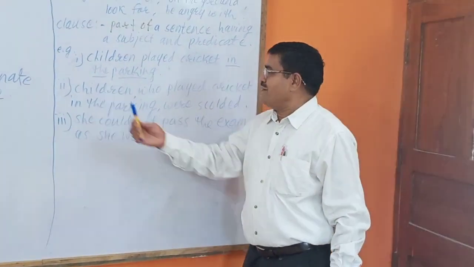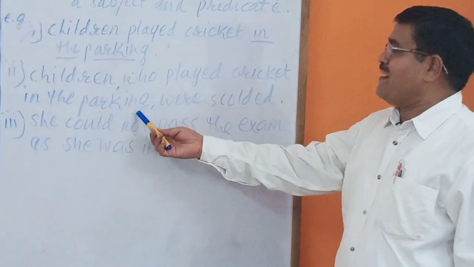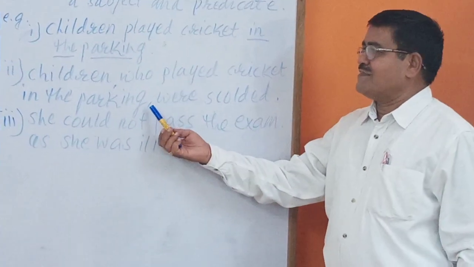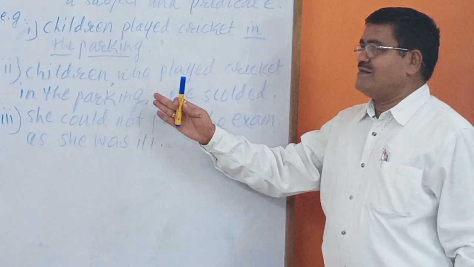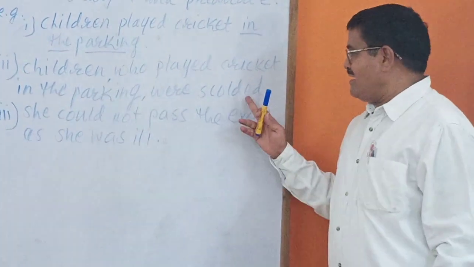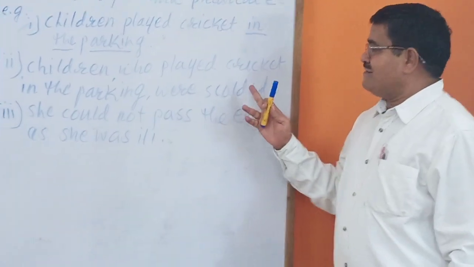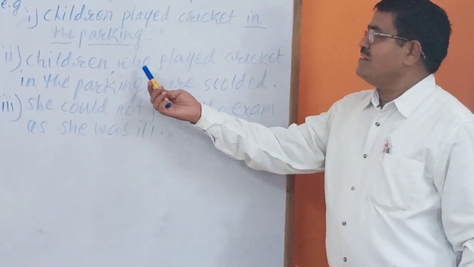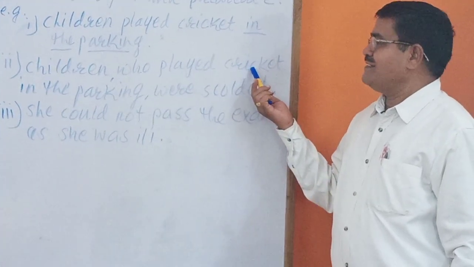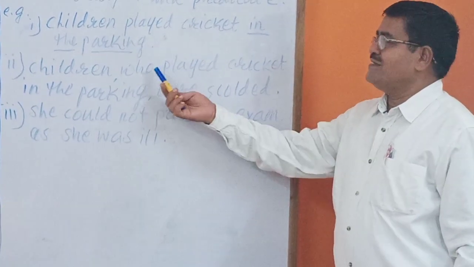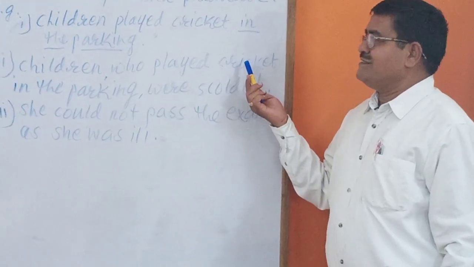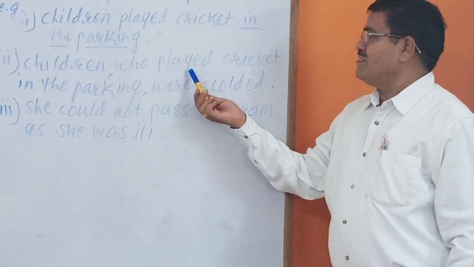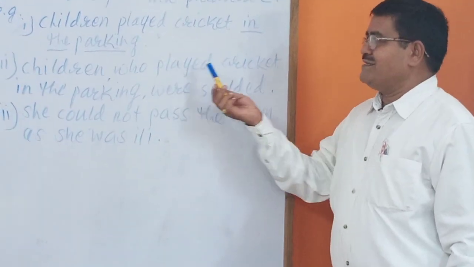For example, children who played cricket in the parking were scolded. Look at this sentence. This is a complex sentence. Okay, it starts from children, ends here on scolded. This sentence is having clauses. For example, who played cricket? This is a clause. This is subject. Who played cricket? Predicate. This is finite verb.